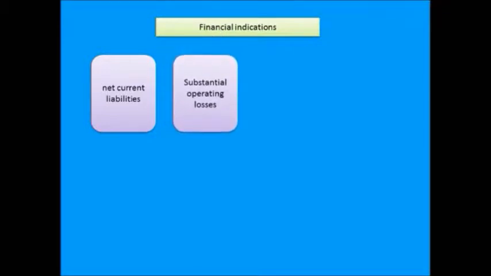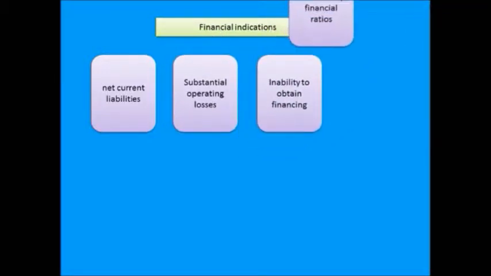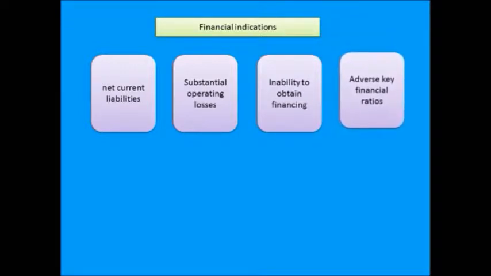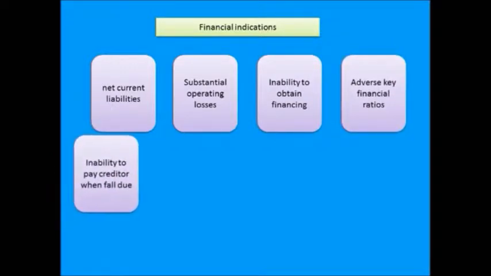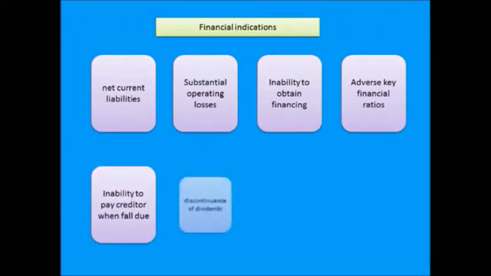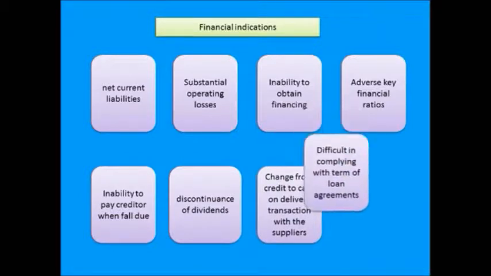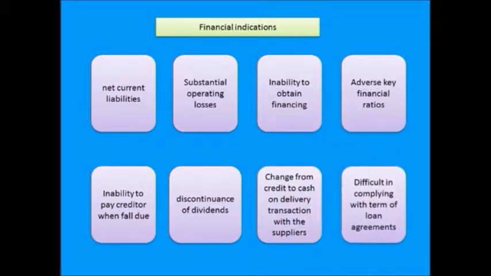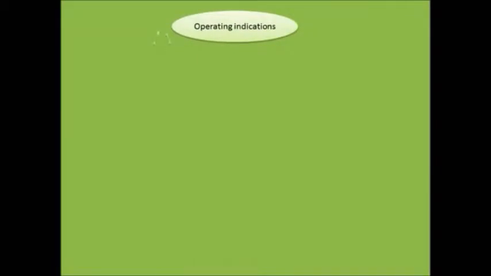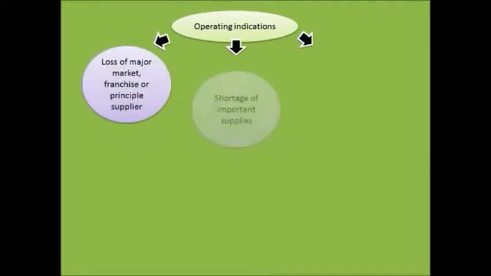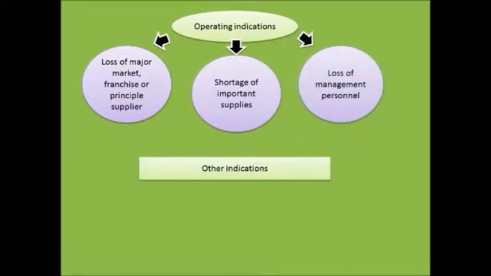The financial indications are net liabilities or net current liabilities, substantial operating losses, inability to obtain financing, adverse key financial ratios, inability to pay creditors when fully due, discontinuance of dividends, change from credit to cash on delivery transactions with the suppliers, and difficulty in complying with terms of loan agreements. In terms of operating indications, there are loss of major market, franchise or principal supplier, shortage of important supplies and loss of management personnel. For the other indications, it is the pending legal proceedings against the entity.